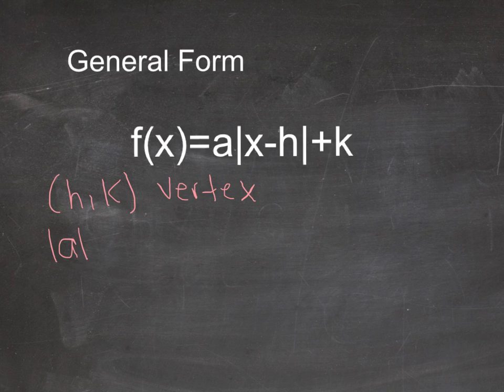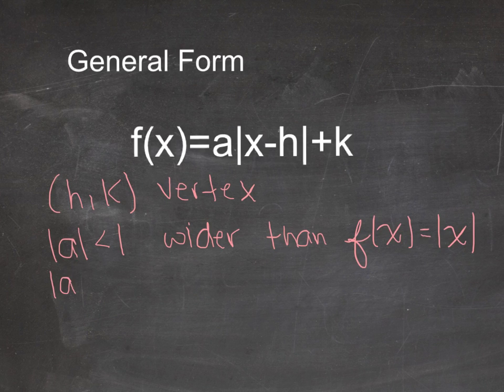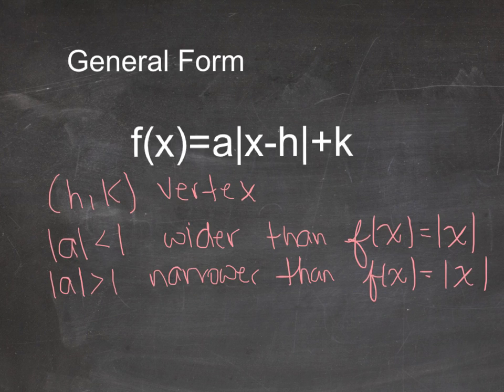So if the absolute value of a is less than 1, then my absolute value function is going to be wider than my original parent function. Okay, and then if it's greater than 1, my function is going to be narrower. The graph is going to appear narrower than my parent function. And if your a value is negative, then the v will open down. Okay, so let's see some examples.